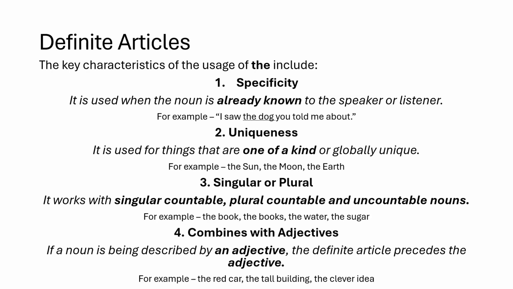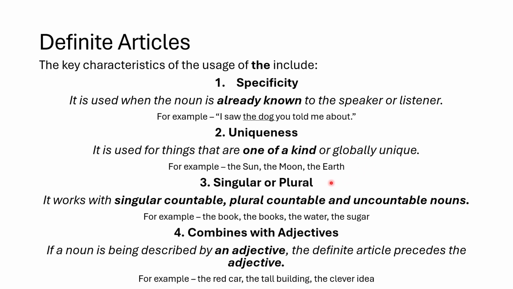The key characteristics of the usage of the include specificity. It is used when the noun is already known to the speaker or listener. For example, I saw the dog you told me about. Uniqueness. It is used for things that are one of a kind or globally unique. For example, the sun, the moon, the earth.